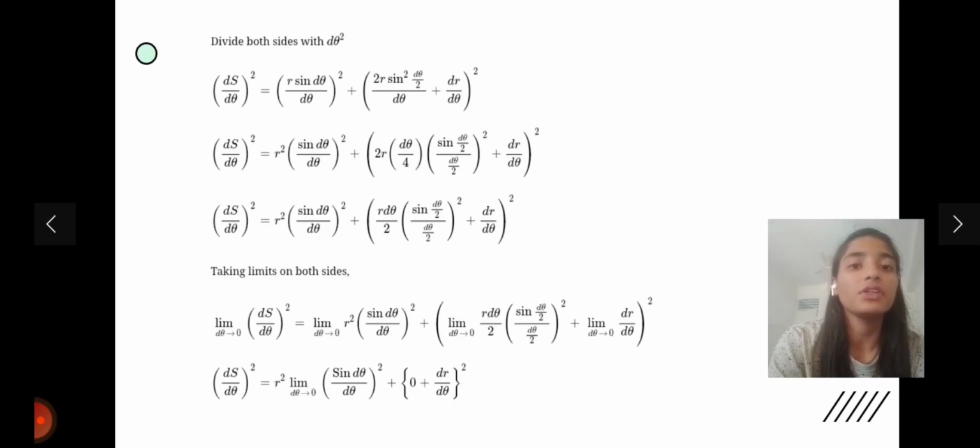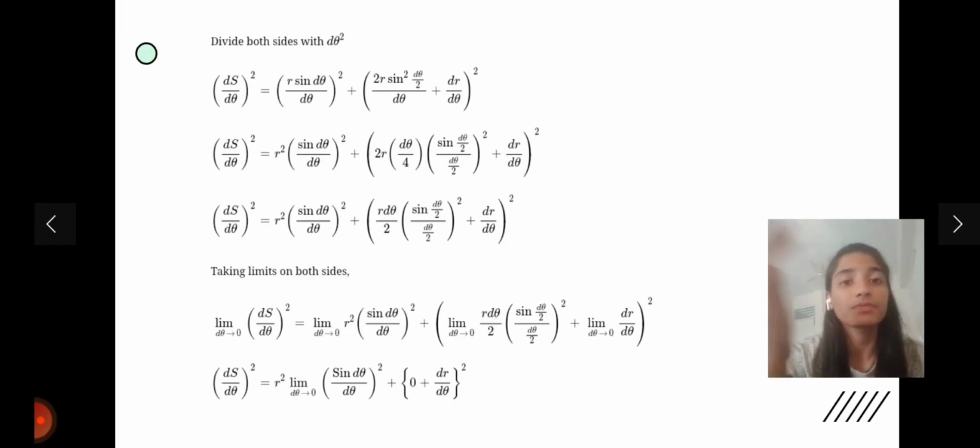Limit d theta tends to 0, ds by d theta whole square is equal to limit d theta tends to 0 of r square into sin d theta by d theta whole square plus limit d theta tends to 0 of r d theta by 2 into sin d theta by 2 by d theta by 2 whole square plus limit d theta tends to 0 of dr by d theta whole square. So ds by d theta whole square is equal to r square times limit d theta tends to 0 of sin d theta by d theta whole square plus 0 plus dr by d theta whole square.